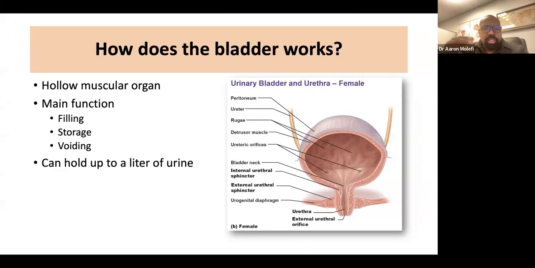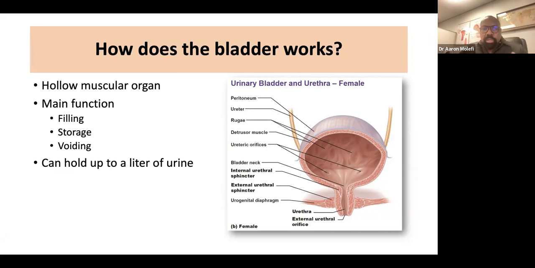The neurological supply of the bladder is very complex. I didn't go into much detail, but you must just know that it's got a detrusor muscle, which is what works when the bladder is full. There are some receptors around the detrusor muscle.